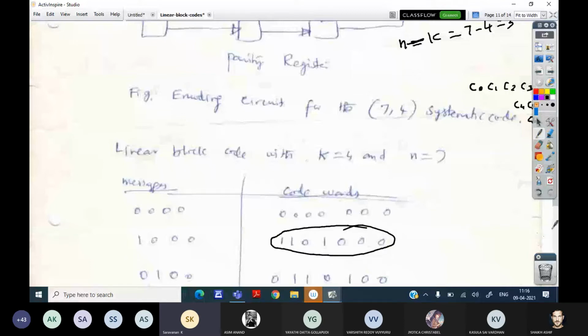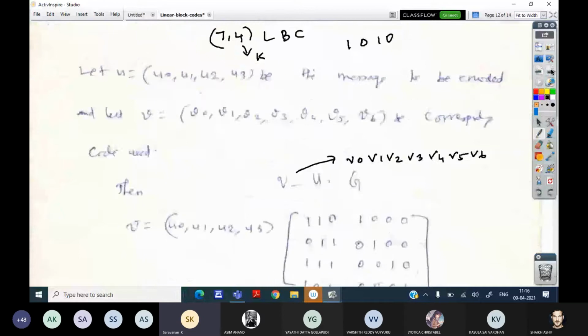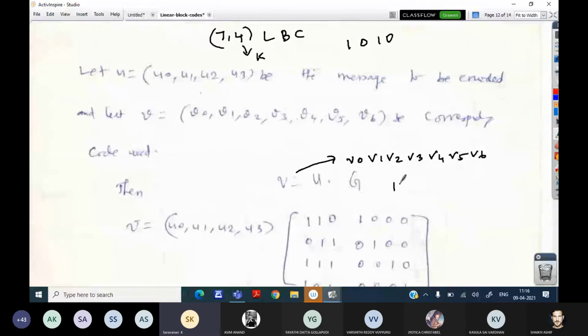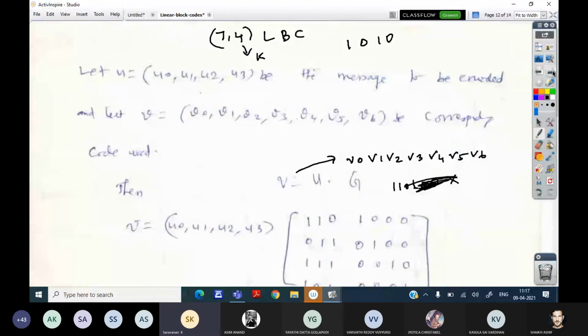110 100, right? 111 is my code vector. One of the code vectors I'm getting: when my message is 100, and I multiply the message by G, I'm getting this code vector. So when I multiply this by, sorry, I should not write here. Next page.